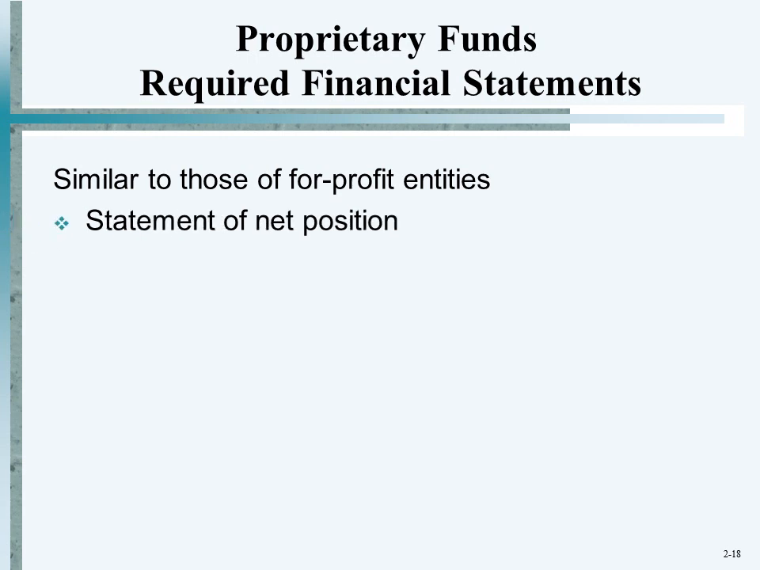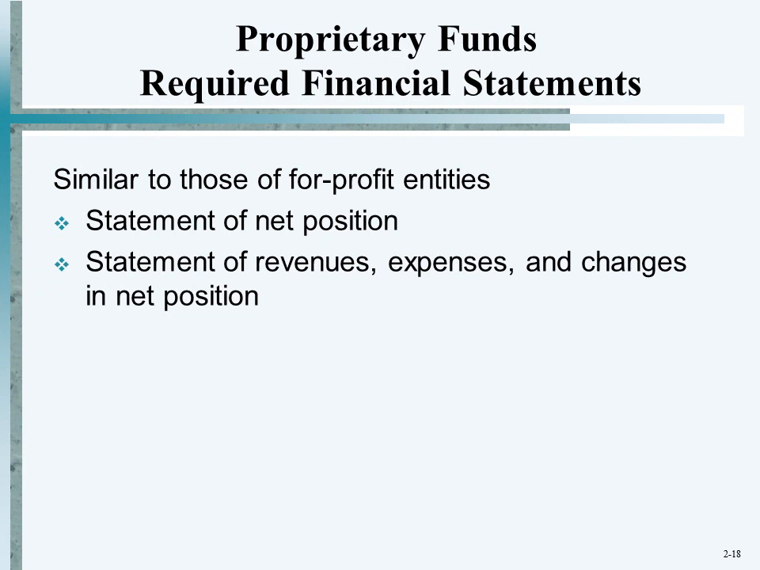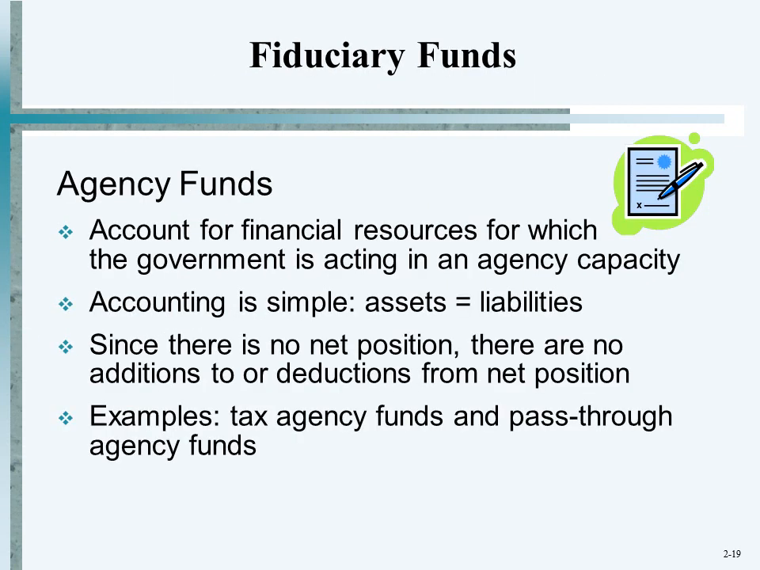Their financial statements are similar to for-profit entities: the statement of net position, which is your balance sheet, the statement of revenues, expenses, and changes in net position, which is your income statement, and a statement of cash flows. Fiduciary funds, these are agency funds. These account for financial resources where the government is strictly acting in an agency capacity. It's holding money. As it says, the accounting is simple: assets equal liabilities. There's no net position. That means there are no additions or deductions from net position.